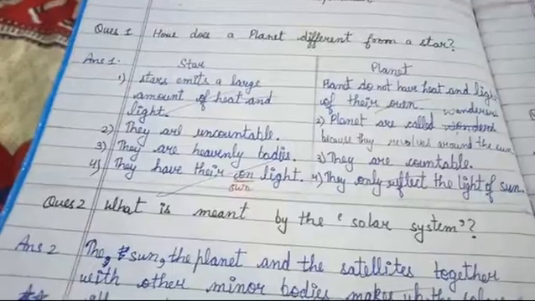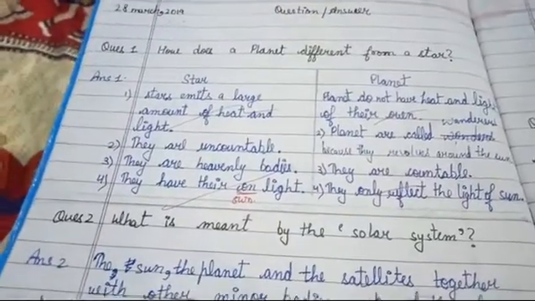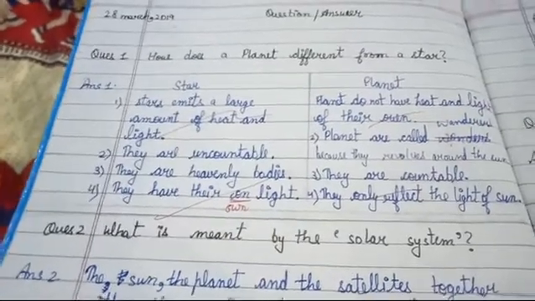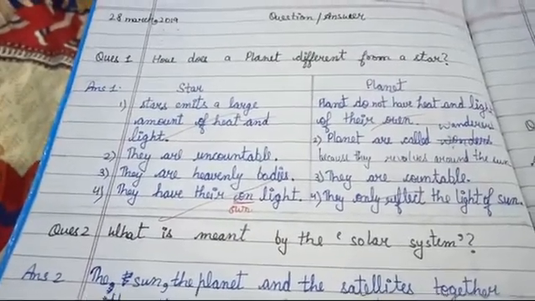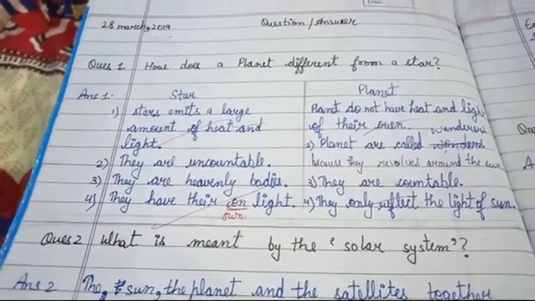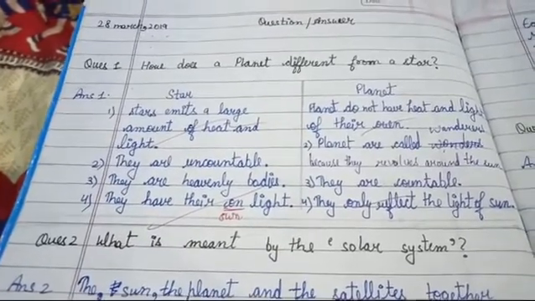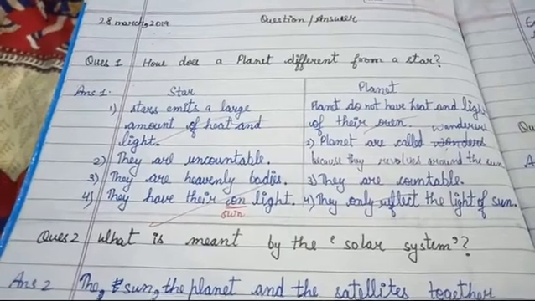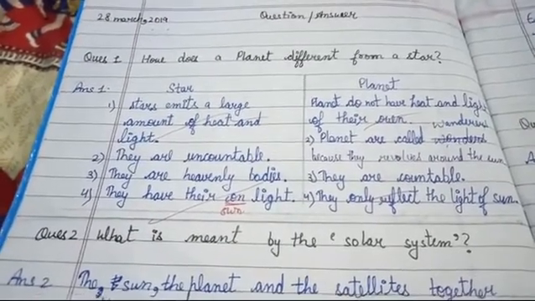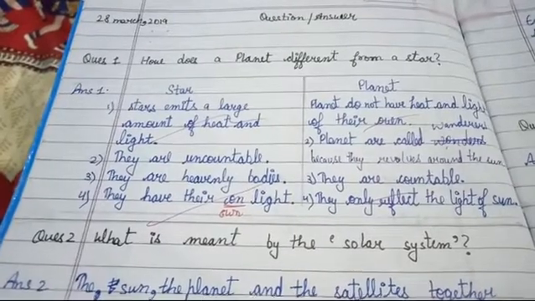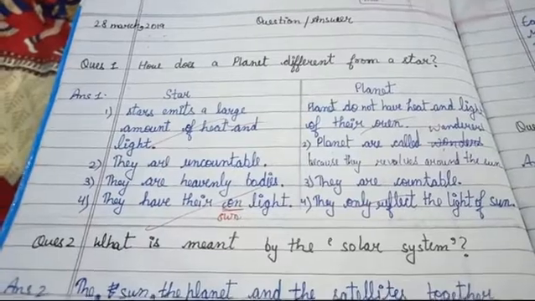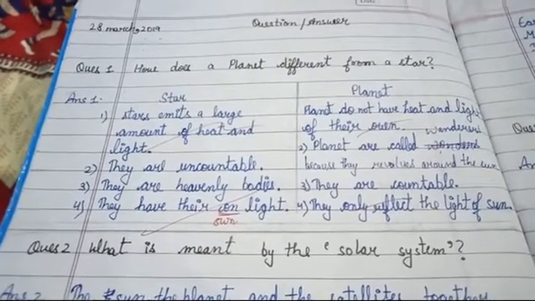Good. So now let's start with the question answers. The first question is, how is a planet different from a star? In this question we have to differentiate between a star and a planet. As we all know, a star shines in the night and a planet revolves around the Sun.